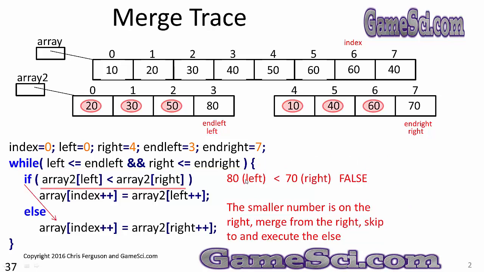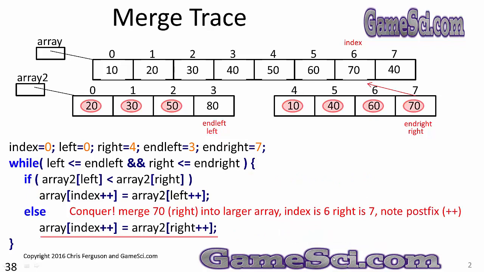The 80 on the left less than the 70 on the right is clearly a false statement. The smaller number is on the right. Let's merge from the right and skip 2 and execute the else. This is the conquer. The 70 on the right moves into the larger array. Index is 6, so that's where the 70 goes. Right is 7, so that's where the 70 comes from.